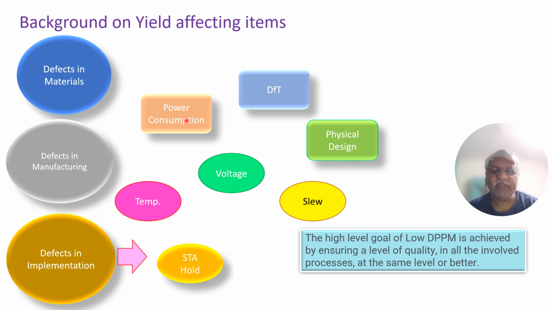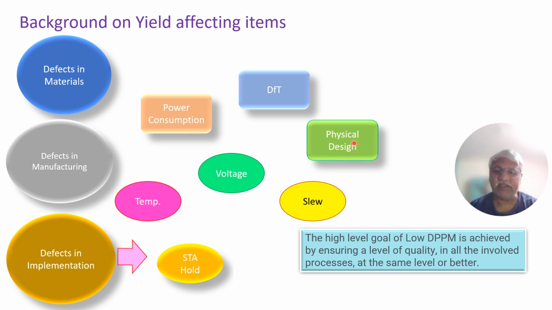The power consumption stage will affect the STA hold, because if there is too much power consumption, the voltage drop will be high, and sometimes the temperature rise in the chip will also be high. These two will later affect the hold. So we need to ensure that power consumption is reasonable enough to be within the tolerable limits of increase in voltage and temperature, so that STA hold considerations will still be valid.